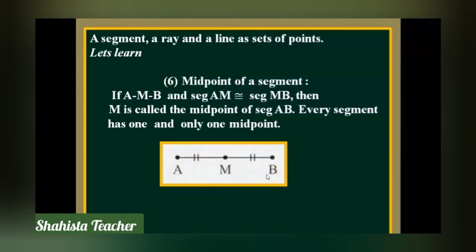And the midpoint bisects the segment into two parts. Now here M bisects AB, so AM is equal to MB. Then M is the midpoint of segment AB. Every segment has one and only one midpoint. So here the midpoint of segment AB is M. So we can say that M is the midpoint of segment AB.